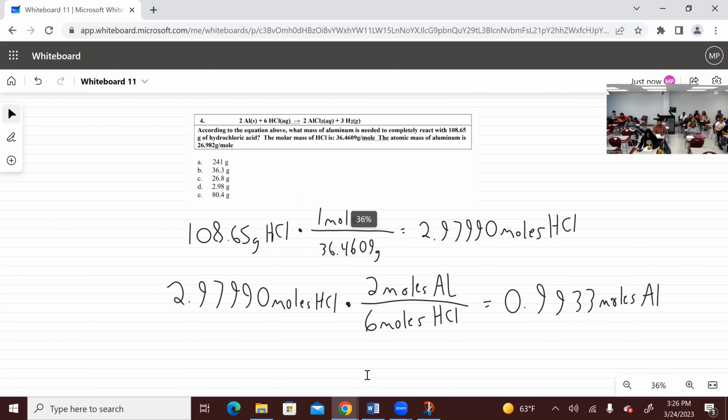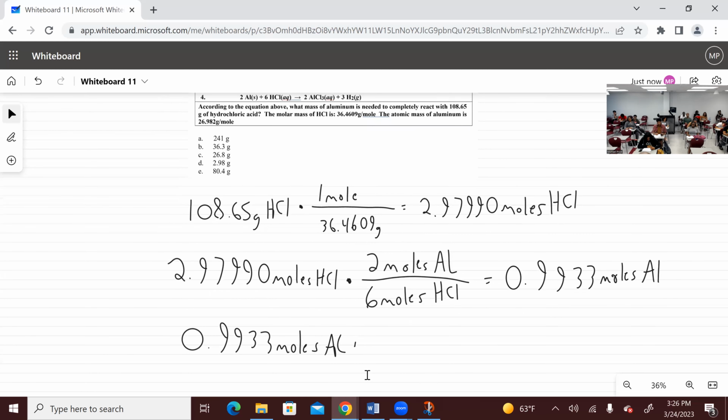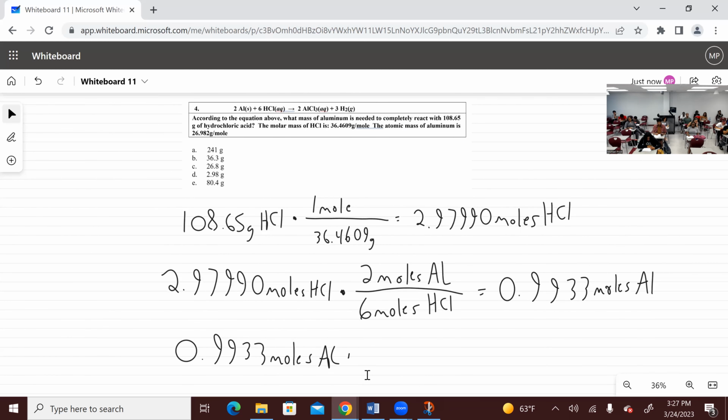And now, of course, I have to convert my moles of aluminum to grams of aluminum. 0.9933 moles of aluminum times, let's see, the atomic mass of aluminum is 26.982 grams is equal to 1 mole. So what am I going to put in the numerator and what am I going to put in the denominator of this conversion factor? I'm trying to convert moles to grams. 26.982 grams in the numerator, and 1 mole in the denominator.